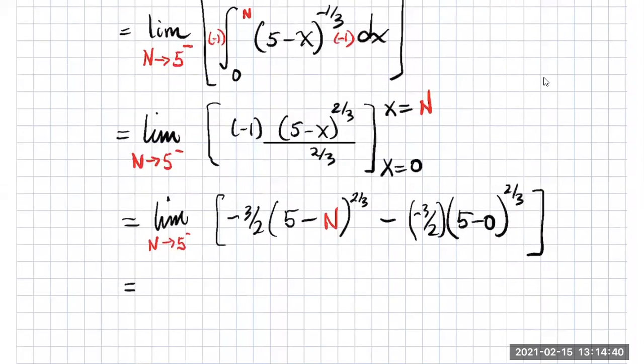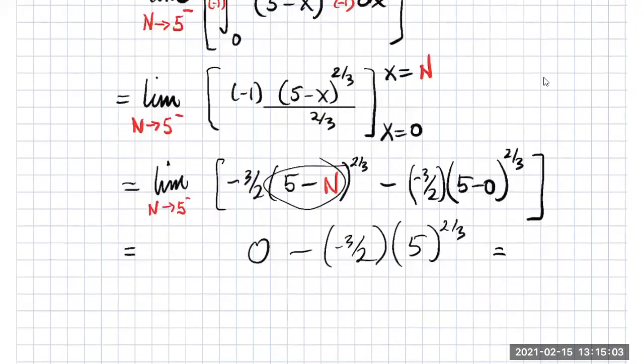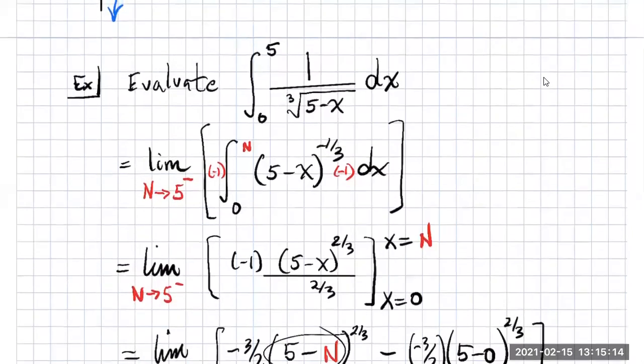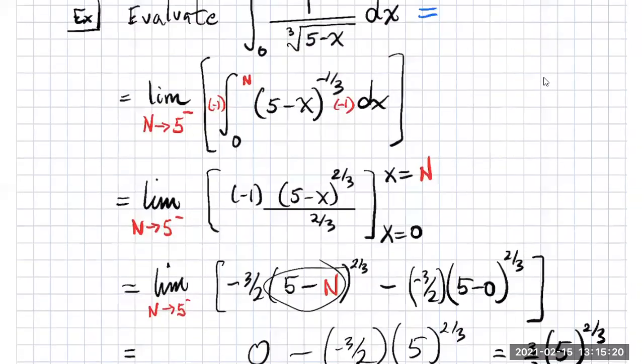Now notice the first term: as n approaches the number 5, this expression is going to get closer and closer to 0. So the first term goes to 0. The second term simplifies to this. And again, that's a finite value. And so the original integral, go back up here, we say converges to the number, what did we say? 3/2, 5 to the 2/3.